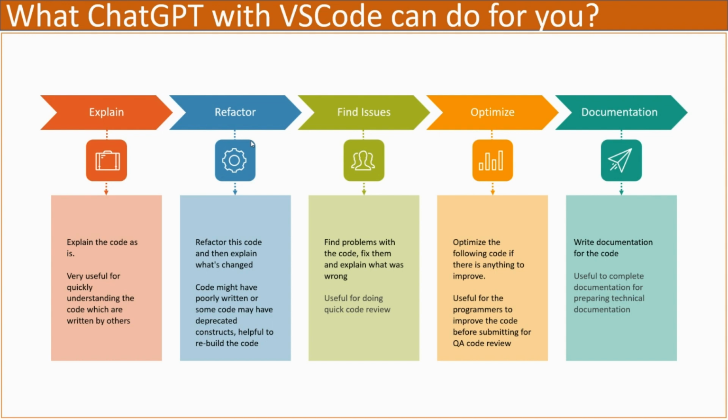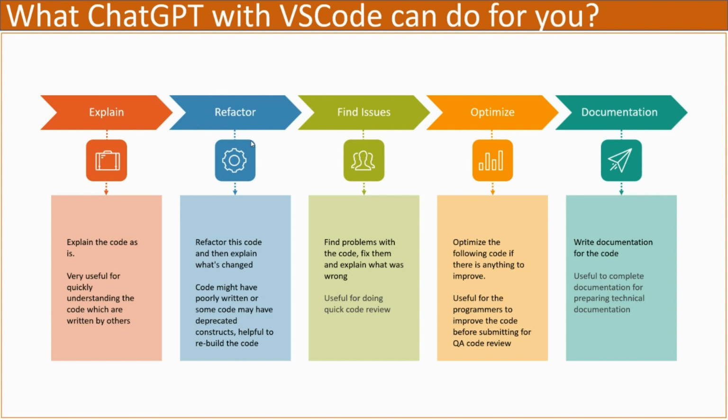Third important one, find issues. Assume you have written a code or someone has written the code, or let us assume that you are reviewing someone's code. You can use ChatGPT to find the problems with the code, and it can also help you to fix those problems and then explain what is wrong with the code. It is very useful for doing a code review very quickly.